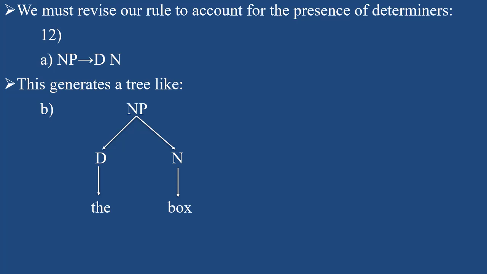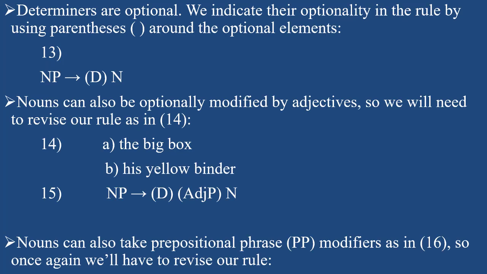This generates a tree like the one in B. An NP, you see, consists of a D, determiner, which is the, and the noun, which is box. So now we have seen an NP that consists of only one word, which is a noun, and two words, a determiner and a noun. All right, let's move on to see more complex NPs.